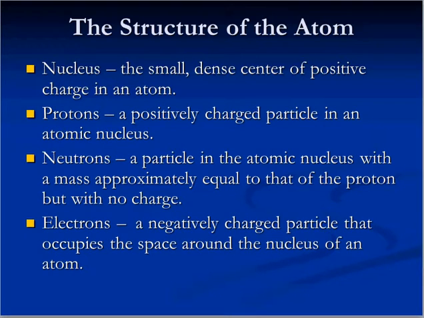To start off with, I want to talk about the structure of the atom. Within the atom we have the nucleus, which is a small, dense center of positive charge in an atom. Within the nucleus we've got protons and neutrons. Protons are the positively charged particles. Neutrons are particles that have approximately the same mass as a proton but do not have a charge. And then we've got electrons, which are negatively charged particles that occupy the space around the nucleus of the atom.